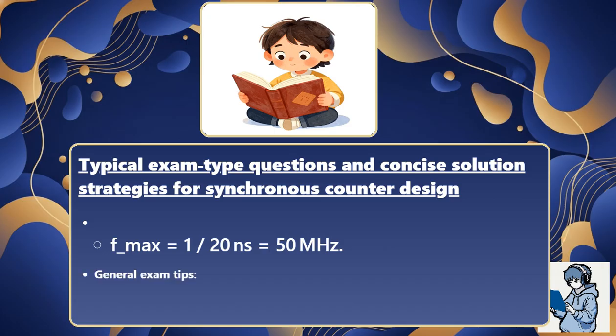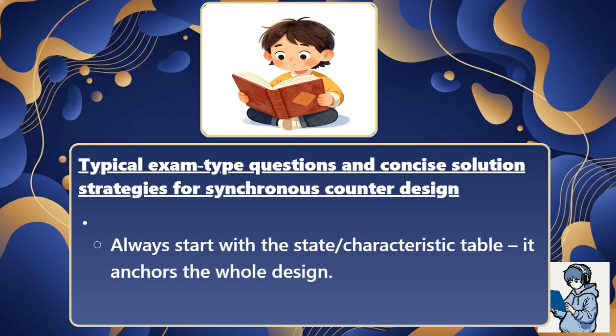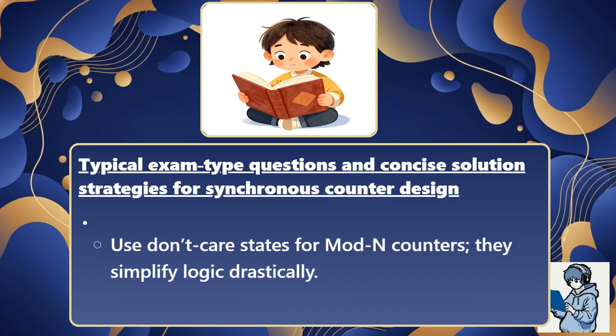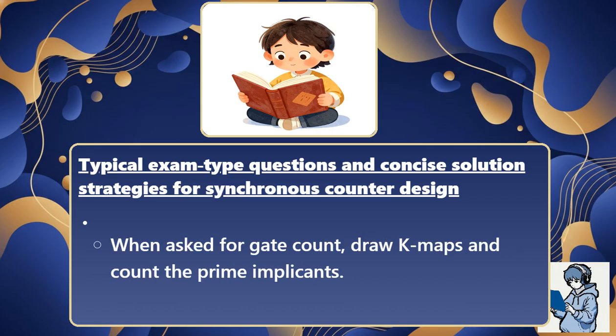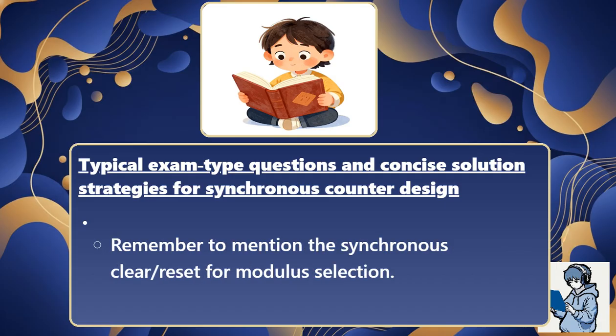General exam tips. Always start with the state characteristic table, it anchors the whole design. Use don't care states for mod n counters, they simplify logic drastically. When asked for gate count, draw K-maps and count the prime implicants. Remember to mention the synchronous clear reset for modulus selection.